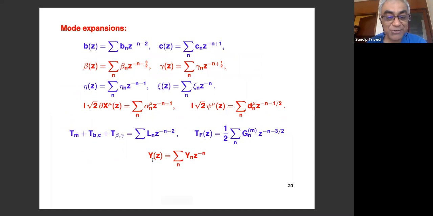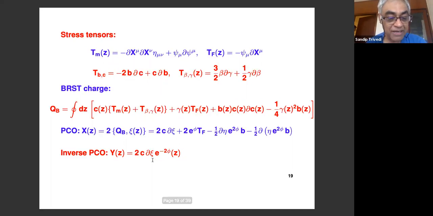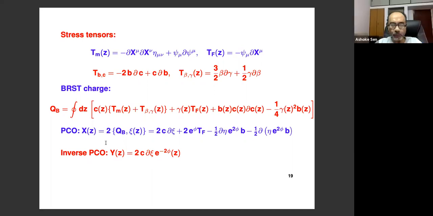What did you say, Ashok? Just because I'm not familiar, the OPE of the inverse PCO with PCO is the identity, is it? It's just 1. Yeah, it's just 1. There is no singularity, and the coefficient of the z to the 0 term is just 1. I see. Okay.